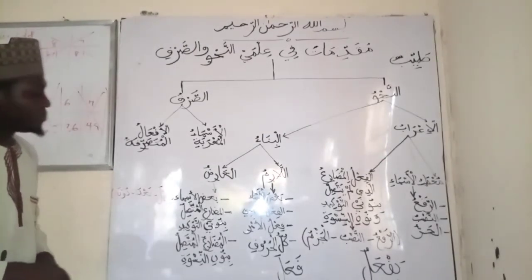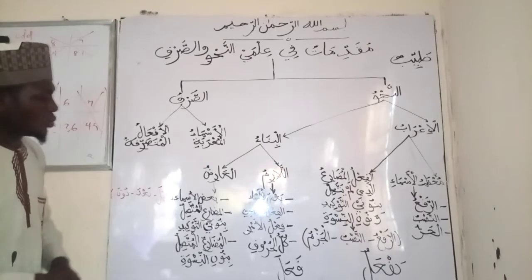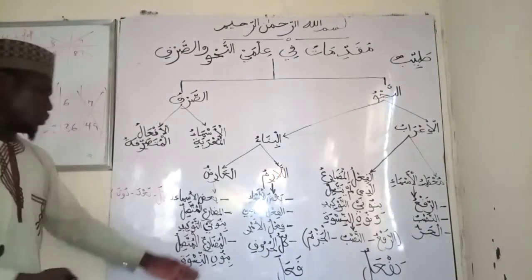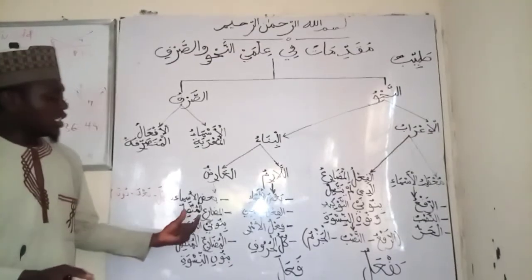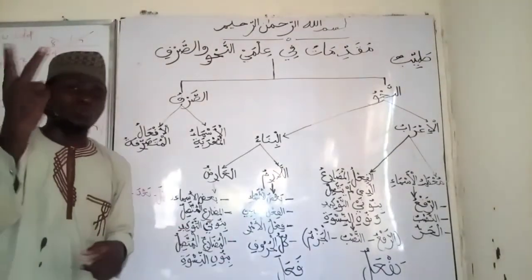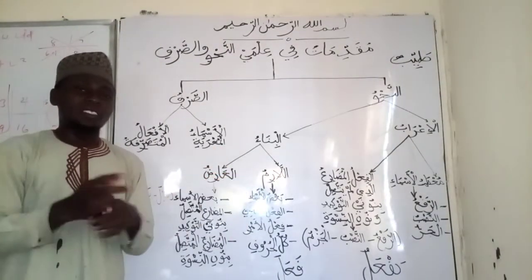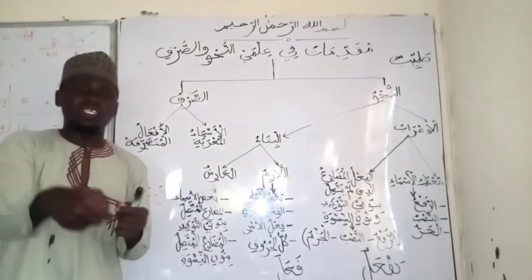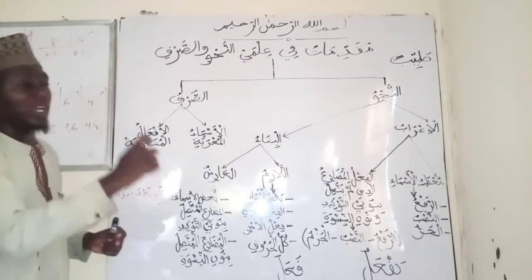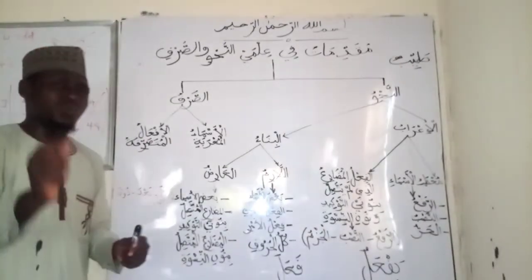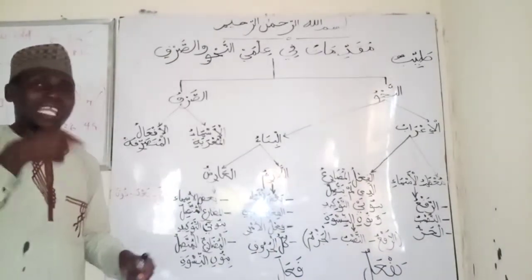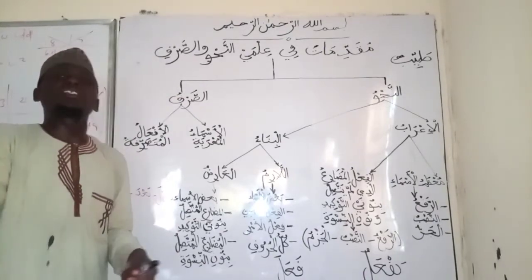Bi-iznillahi ta'ala. Also, al-mudari' al-muttasil binun al-tawkid, al-mudari' al-muttasil binun al-niswa. The mudari', the present or future tense, that connects with the two noons that I explained earlier, noon al-tawkid al-thaqila and noon al-tawkid al-khafifa, the one that is heavy and the one that is light. If any fi'l al-mudari' connects with either of these noons, then that particular mudari' becomes mabni. It becomes a structured one.